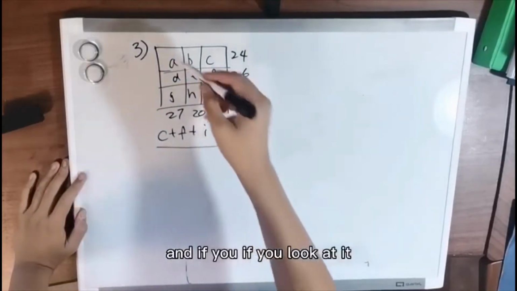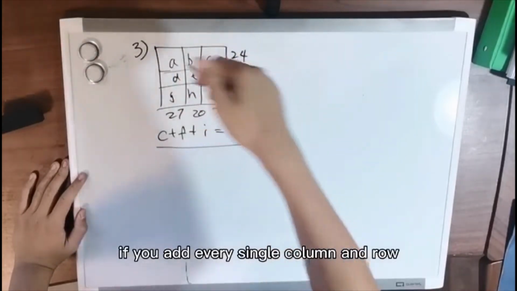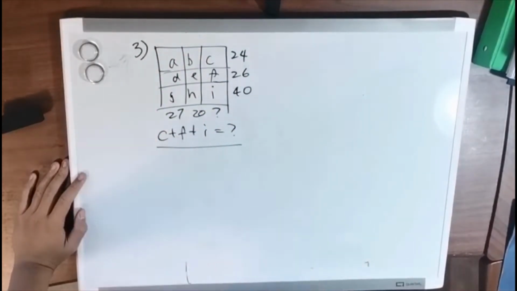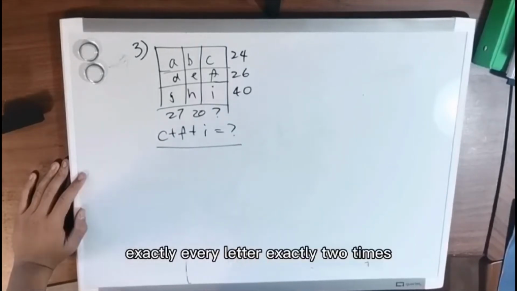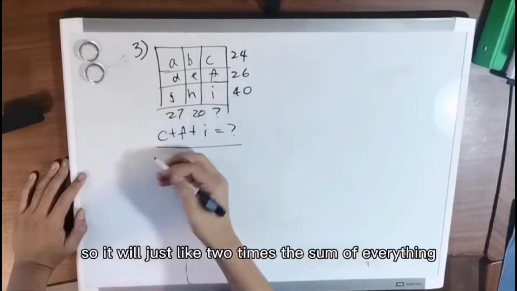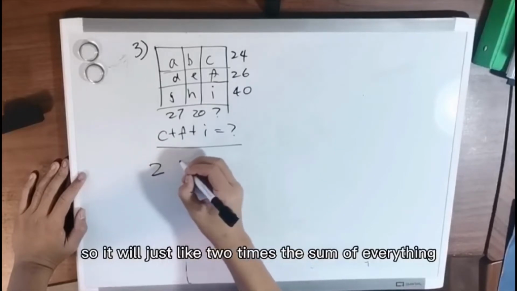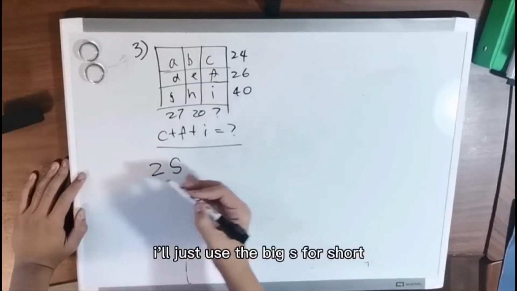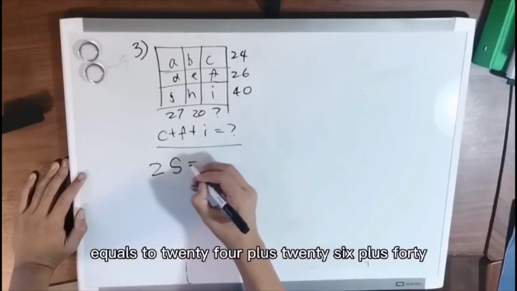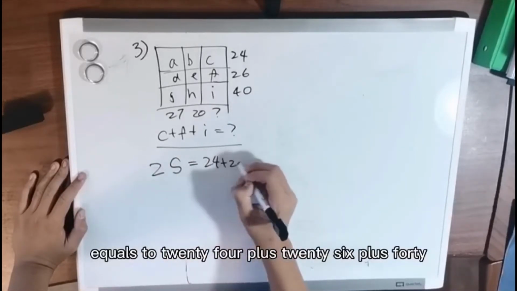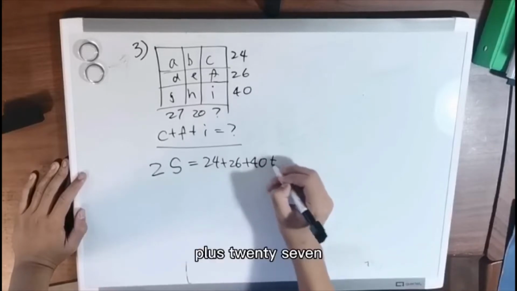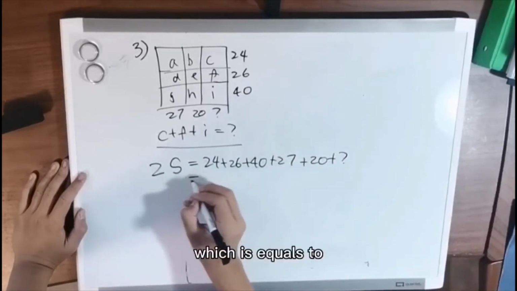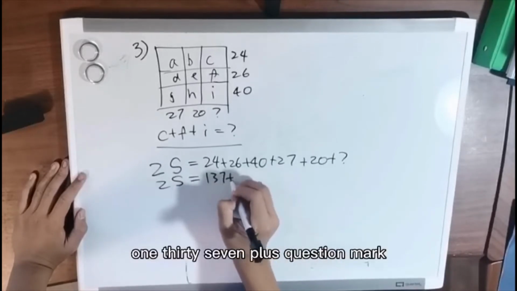If you look at it, if you add every single column and row, you will find that you would add exactly every letter exactly 2 times. So it will be 2 times the sum of everything. I'll just use the big S for short. 2 times the S of everything equals 24 plus 26 plus 40 plus 27 plus 20 plus question mark, which equals 137 plus question mark.